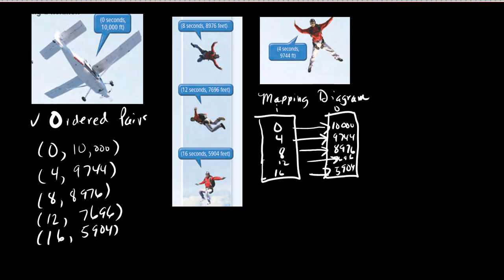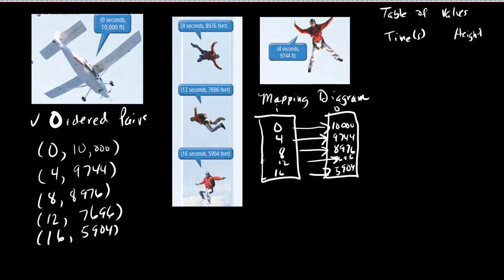All right, so you can also represent this in a table of values. So our table of values has an input, right? We've got the input is time, and we're going to put the time in seconds, right? Because it says 0 seconds, 8 seconds, etc. And then our output is going to be height, the height.